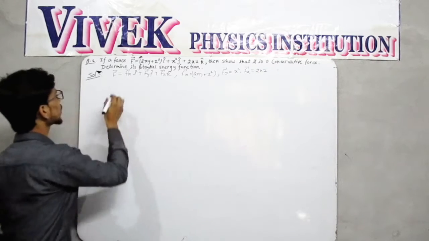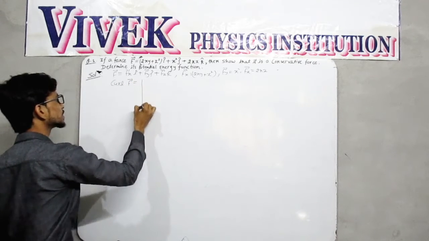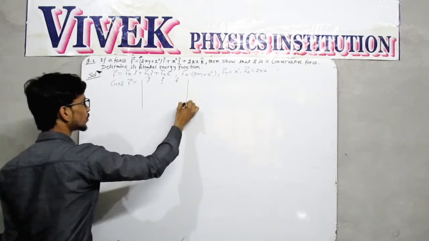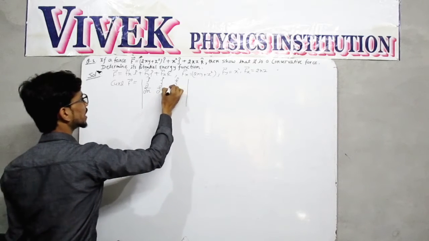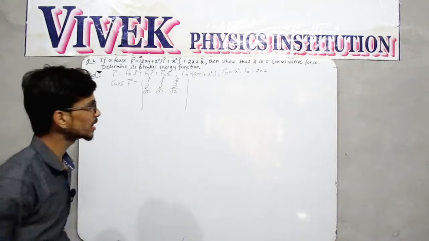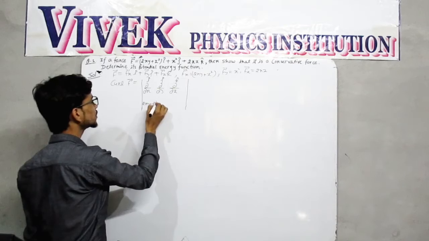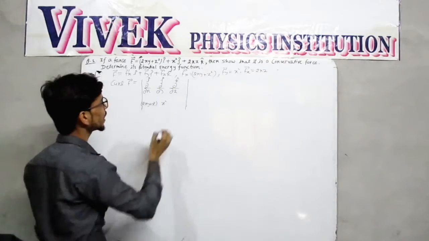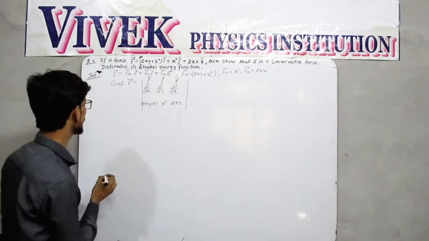Okay, now the curl of the given force is written as curl of force, which can be determined as the determinant with del over del x, del over del y and del over del z. And let me write down the coefficients of fx, fy and fz, which are simply 2xy plus z square, this is the coefficient of fx, x square, this is the coefficient of fy, and the coefficient of fz is 2xz. Now let me solve this.